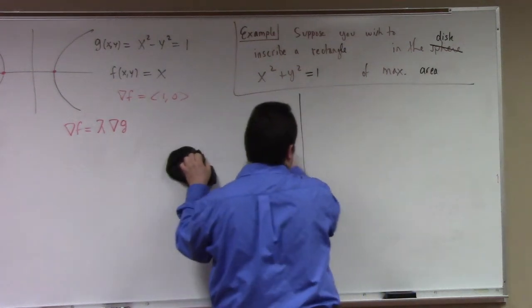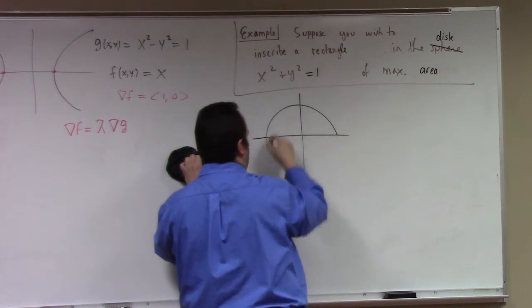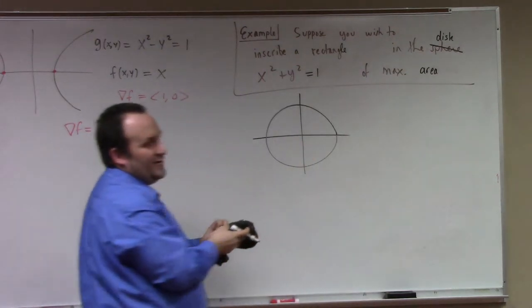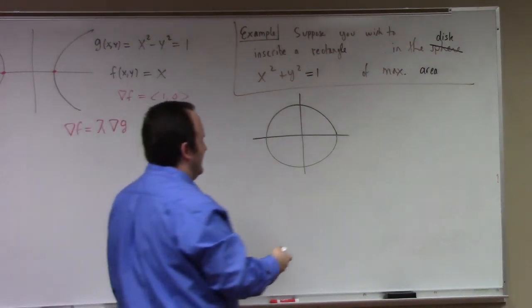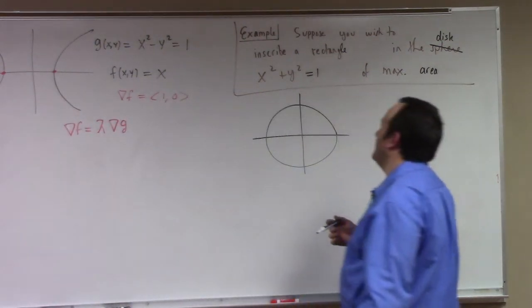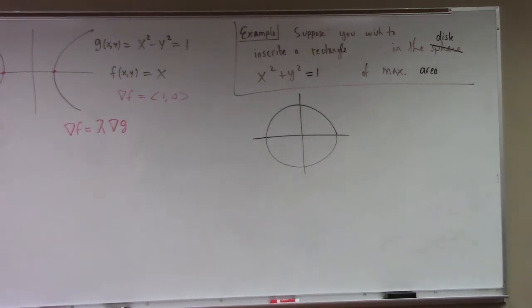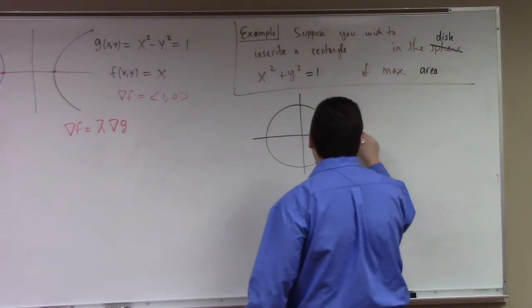But I guess this is a better example because I can actually make it. Here's the unit circle, right? Now you're already going to tell me the answer is a square. Good. Beat you to it. But there are uglier problems. But anyway, this is a good warm-up.